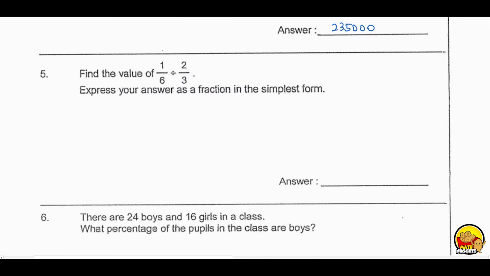Question 5, find the value of 1/6 divided by 2/3. Fractions division, remember K, C, F. Keep, change to times, F, flip top and bottom. So this becomes 1/6 times 3 out of 2. Do your cross cancellation, divided by 3, divided by 3. So this gives me 1 out of 4.